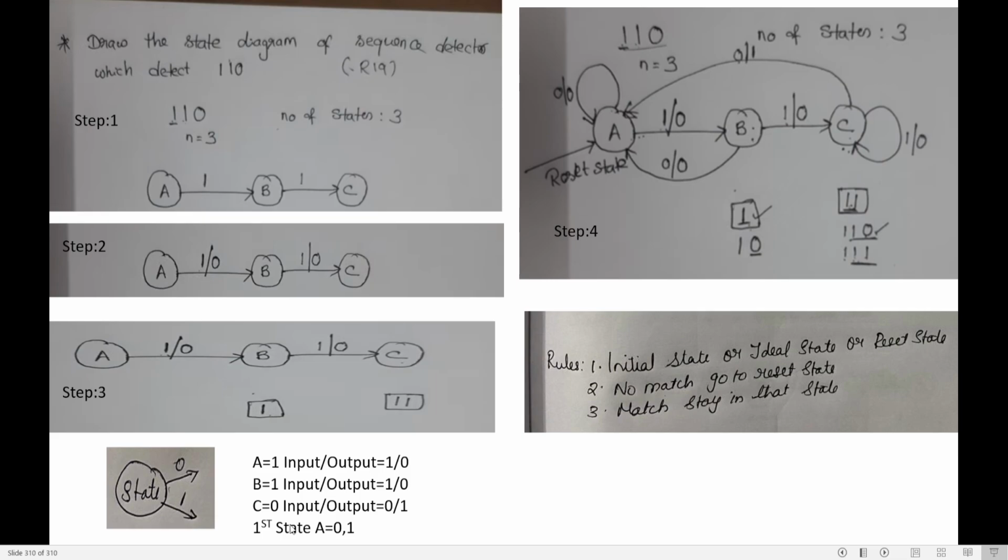State A will have two inputs, either 0 or 1. If A is 1, what do I do? It is given: if A is 1, I move from A to B. But if A is 0, what will I do? If A is 0, I will stay in the same state. If it is 1, I move; if it is 0, I stay in the same state. Clear? Now, come to B.